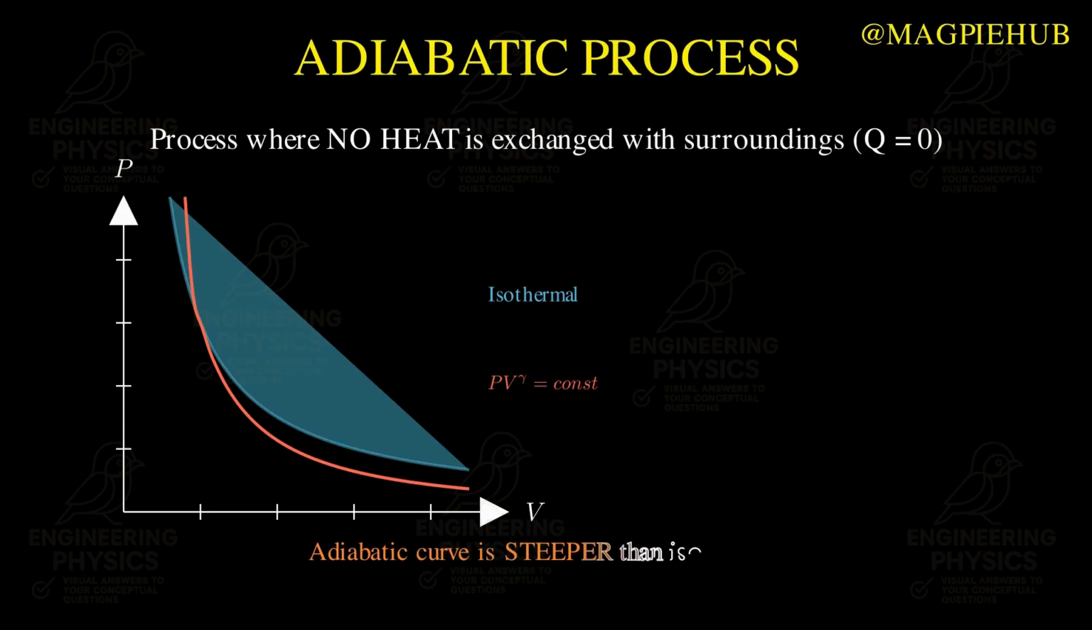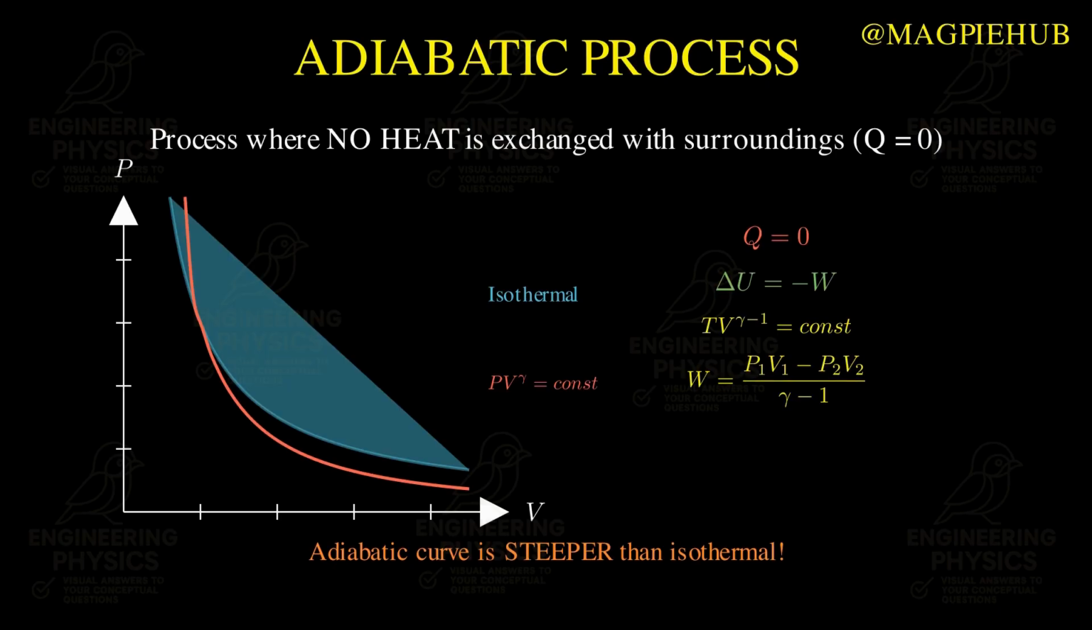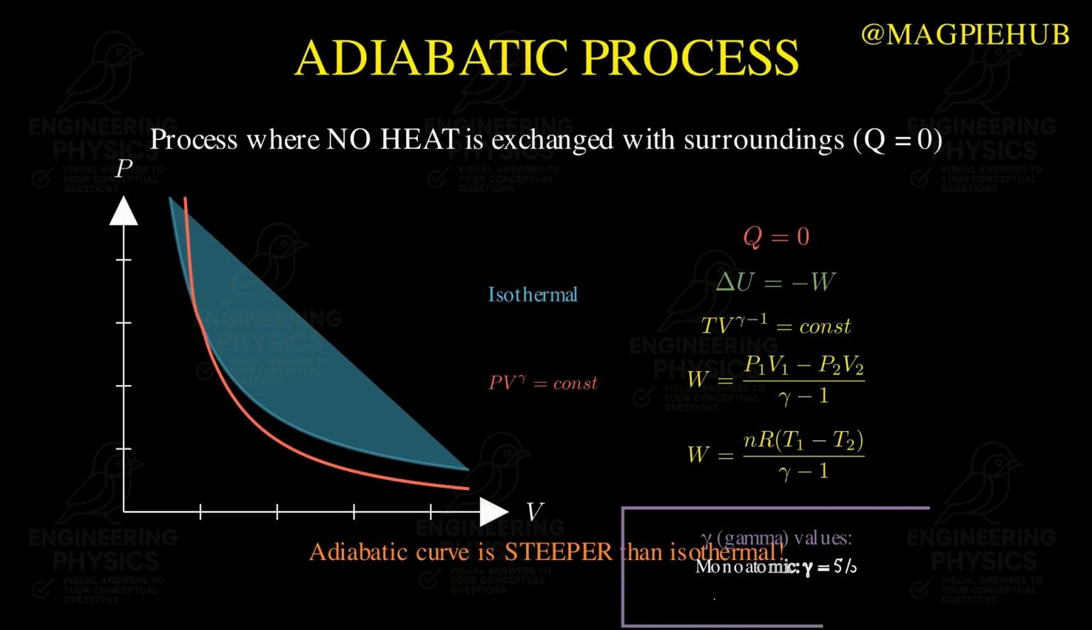The relation PV to the power gamma equals constant holds for adiabatic process, where gamma is the ratio of specific heats. Important point. On PV diagram, adiabatic curve is steeper than isothermal curve. This is a common question in NEET. For monoatomic gas, gamma is 5/3. And for diatomic gas, gamma is 7/5.